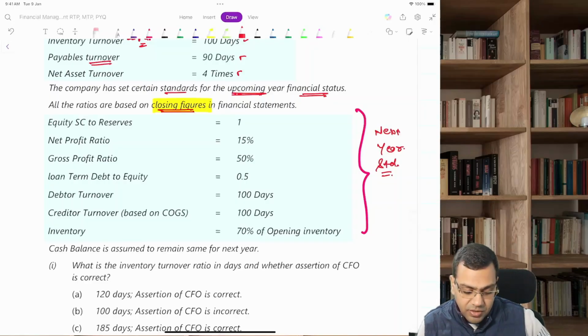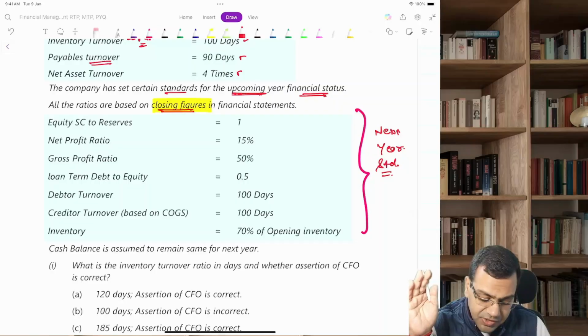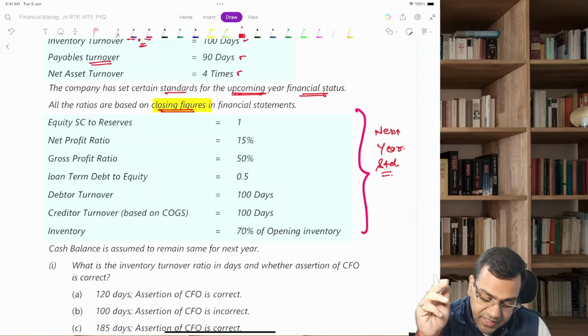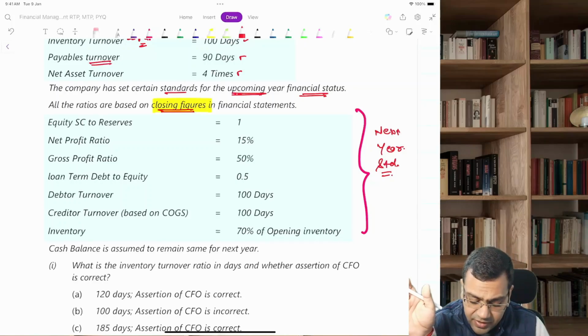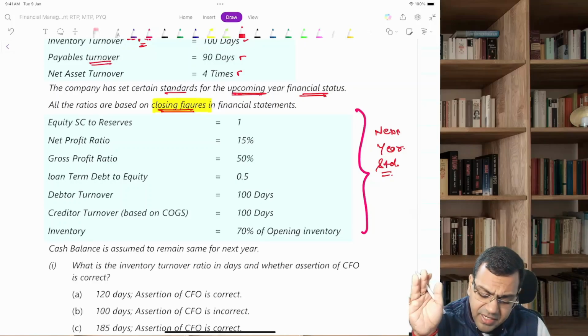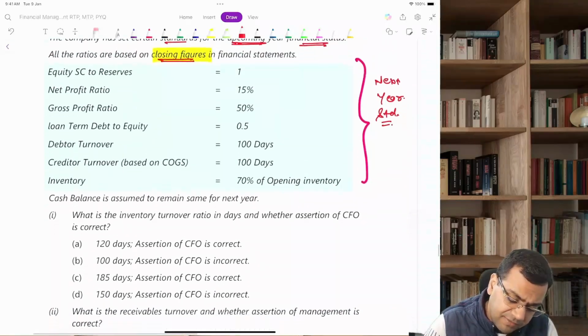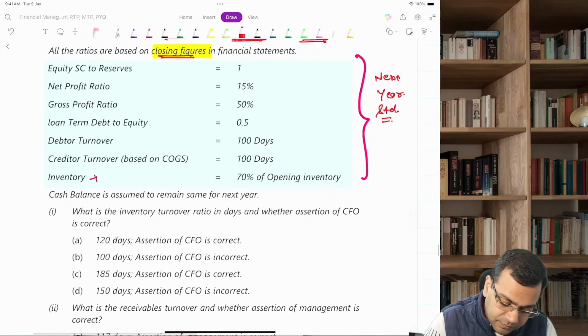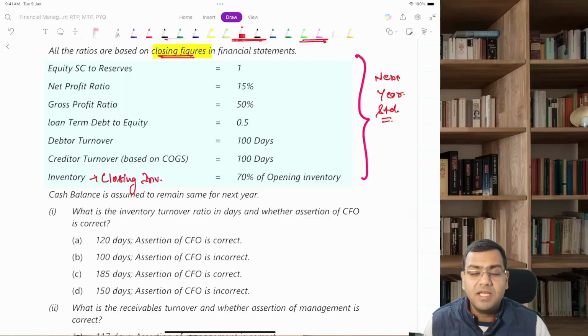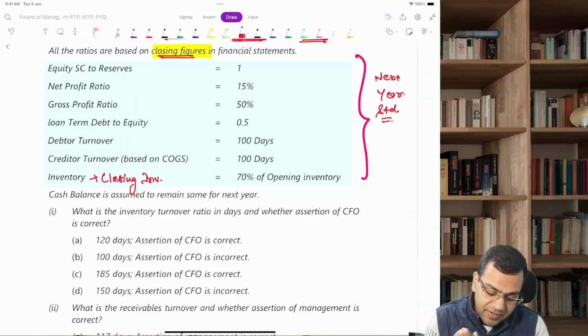Equity share capital to reserves 1, net profit ratio 15%, gross profit ratio 50%, long-term debt to equity 0.5, debtors turnover 100 days, creditors turnover based on COGS 100 days, inventory 70% of opening inventory, right? Inventory here means the closing inventory. They are talking about the closing inventory. That closing inventory will be how much? It will be 70% of the opening inventory.